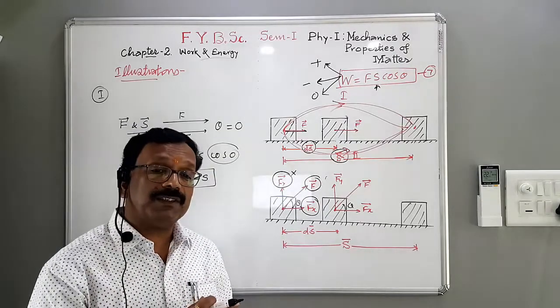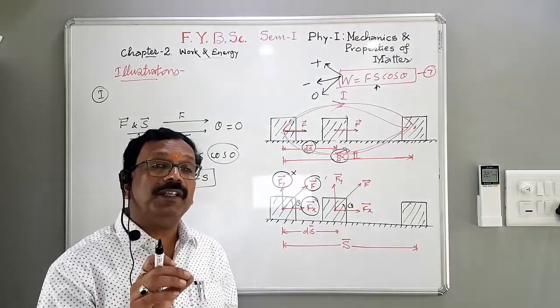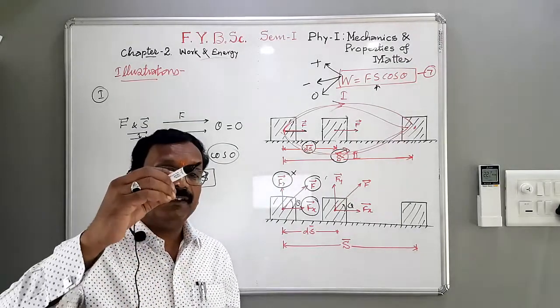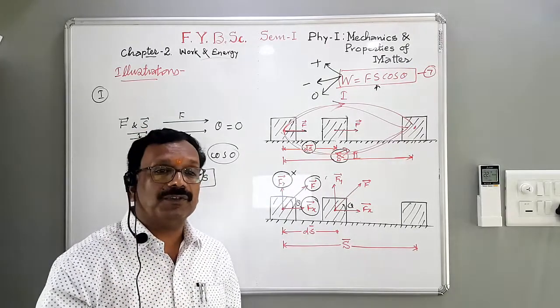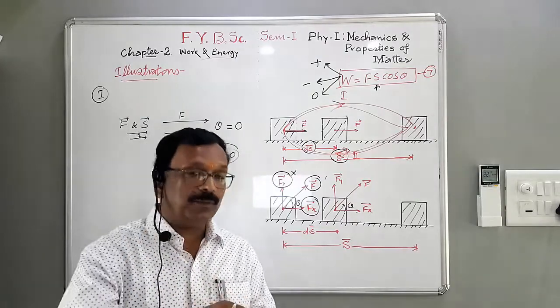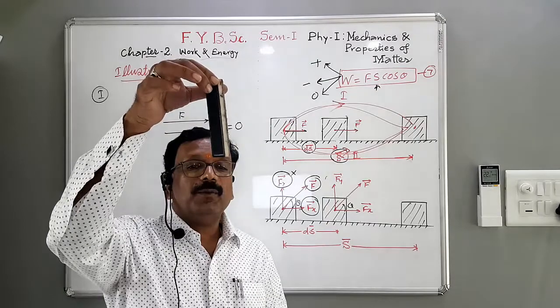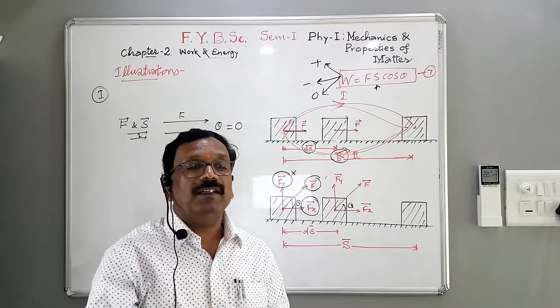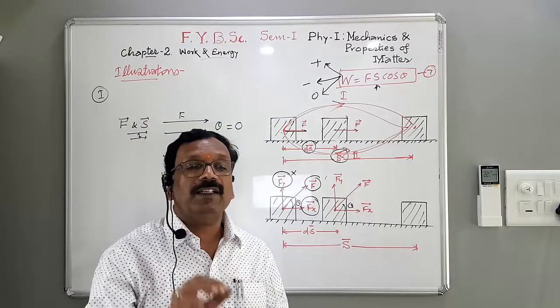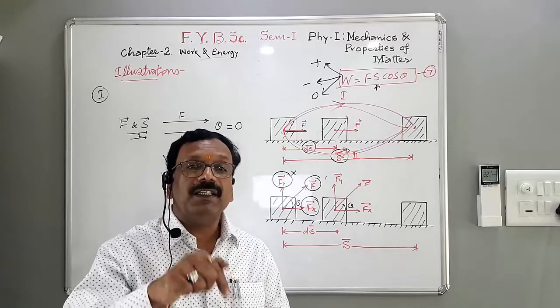What will be the example of this type? When a body falls freely under the gravitational force. Suppose this is a body and I release this body, what happens? The body falls freely under the gravitational force and the work done by the gravitational force is positive.